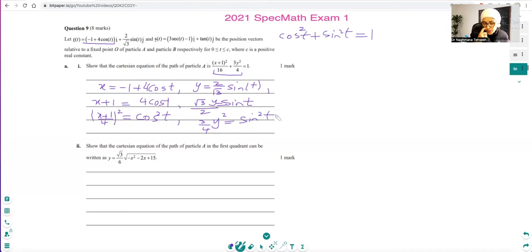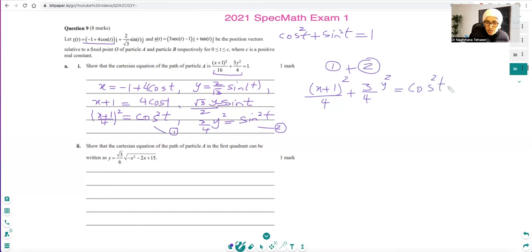Now we see we have the two expressions. Let's give them equation number 1 and equation number 2, and then we do 1 plus 2, which gives us x plus 1 squared over 16 plus 3 over 4 y squared is equal to cos square t plus sine square t, and that's the identity we can use. That means this is equal to 1. So we proved that. That's what we needed to show. Show that means you have to come up with that answer there.